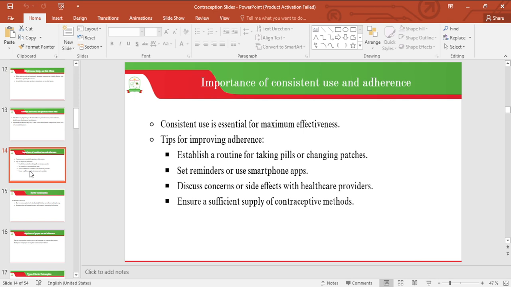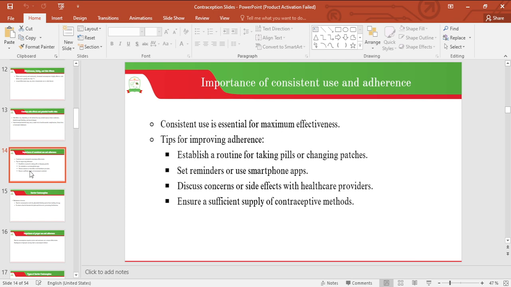One, the client should establish a routine for taking the pills or changing the patches. If, for example, the client takes her breakfast at 7 a.m., then by the time she goes to sleep in the evening, the pill must be near where she takes her breakfast. This will make her not forget. So that is what is meant by establishing a routine for taking the pill or changing the patches.